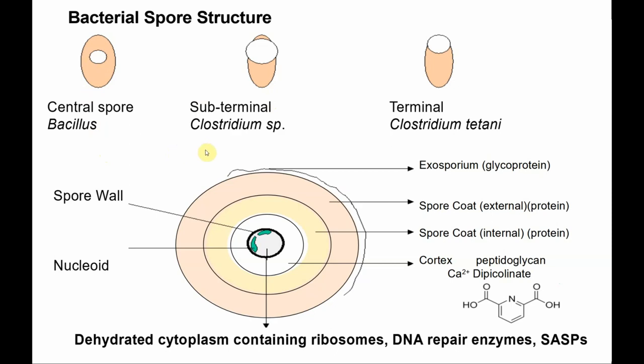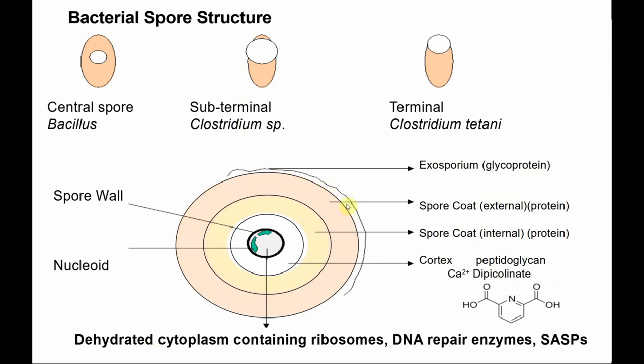Clostridium are all anaerobes and most Bacillus are aerobes as well, so that's a big difference. Okay, so what are endospores made of and why are they so tough? You can kind of work from the outside in here.